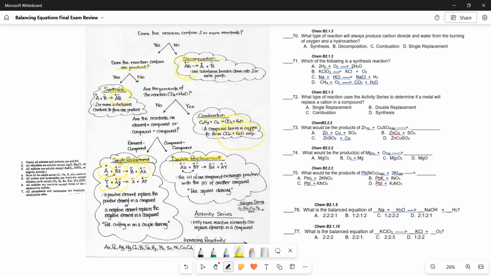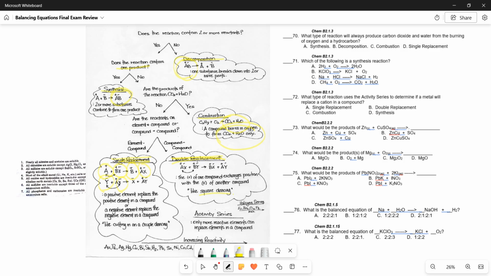Now in double replacement, we have 2 compounds, and I always compare this to square dancing, the partner switch. So the 2 cations, the A plus and the B plus, switch places in the compound. So we have compound plus compound goes to compound plus compound.